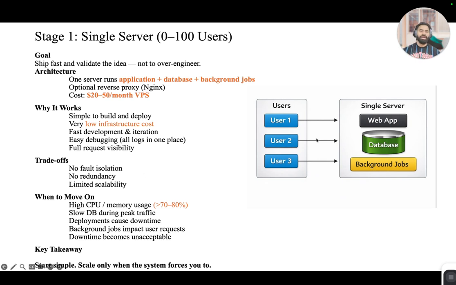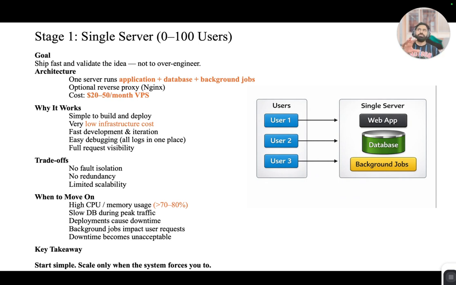Here in the diagram, you can see we have a single server. Inside the single server, the web application, database, and background jobs are all together. This is the best design to start your application with in the very initial stages.